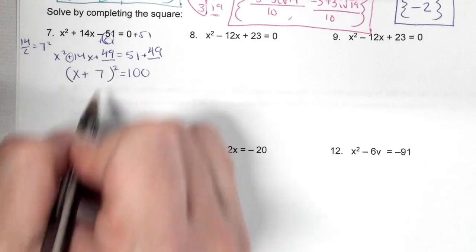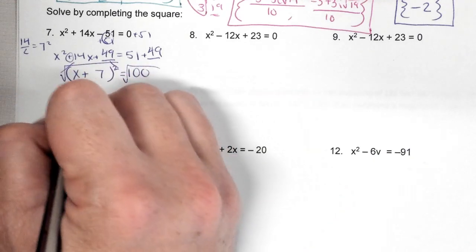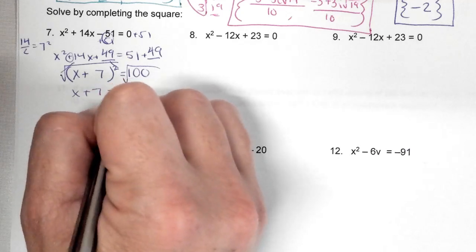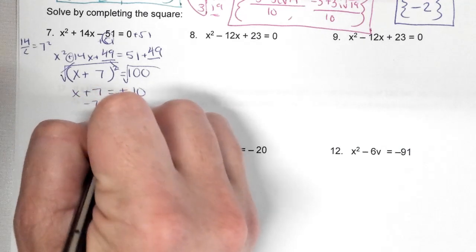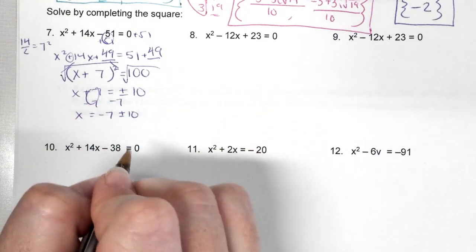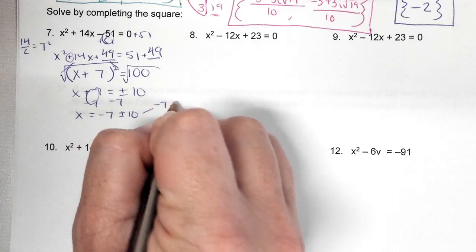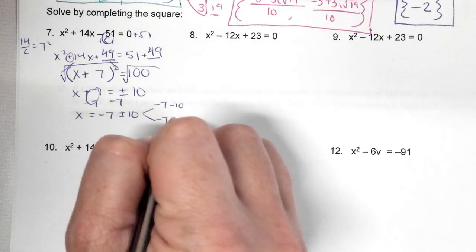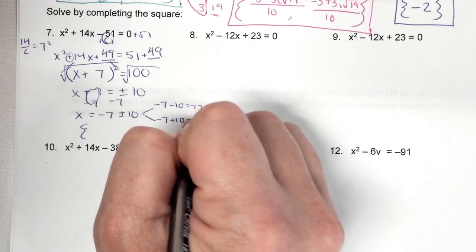So now to get rid of the square, I square root both sides. So square root cancels the square, and I get x plus 7 equals, don't forget your plus and minus every time. The square root of 100 is 10. No square root of 10, just 10. So now I subtract 7 from both sides, and I get x equals negative 7 plus or minus 10. I cannot add and subtract at the exact same time, so I get negative 7 minus 10 and negative 7 plus 10, which leaves me with negative 17 and 3.